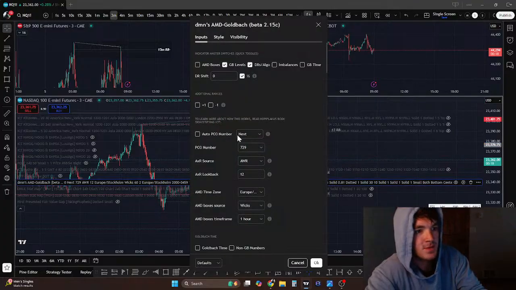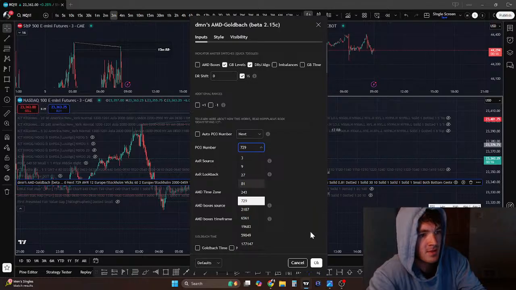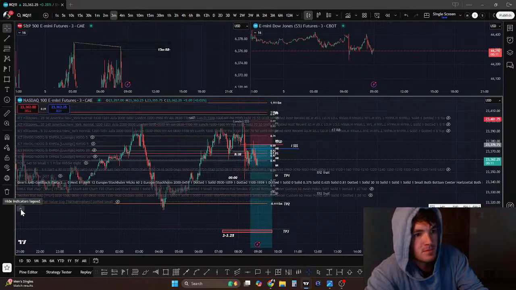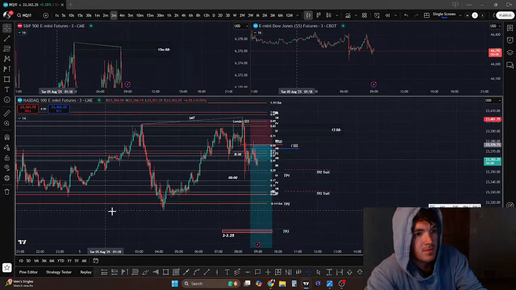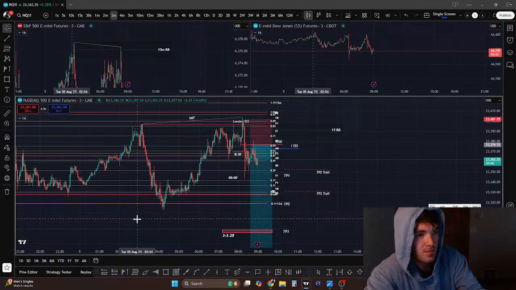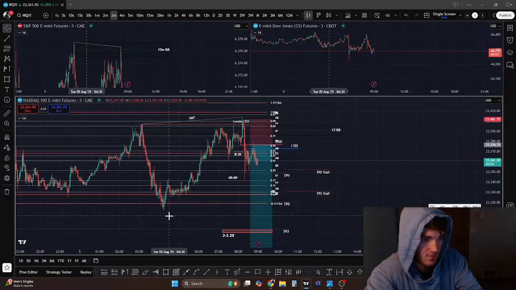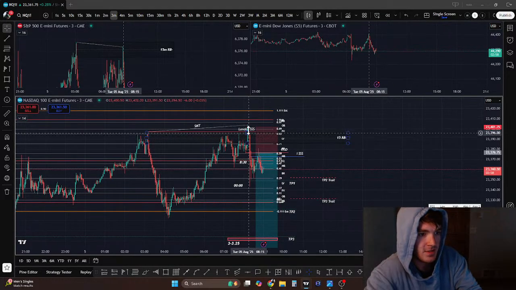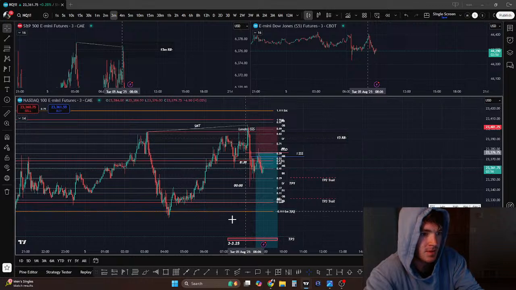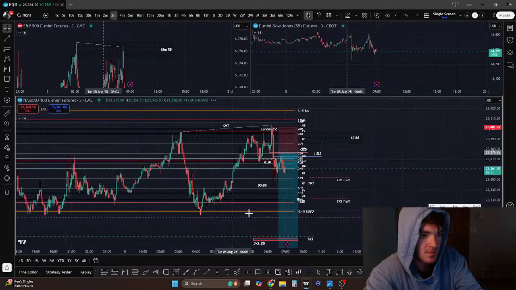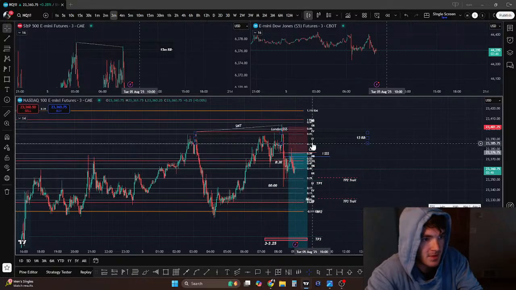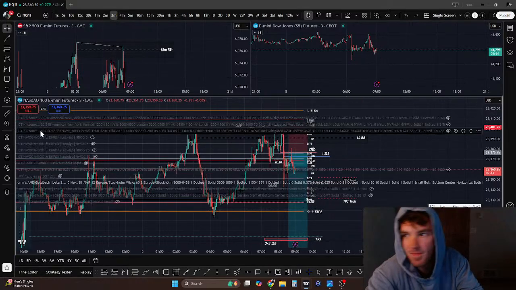So let's see if this 2022 gap aligns with the fair value gap partition. Well, we did reject this fair value gap partition, so. Anyway, I don't know if there's a fair value gap partition, but that's okay.